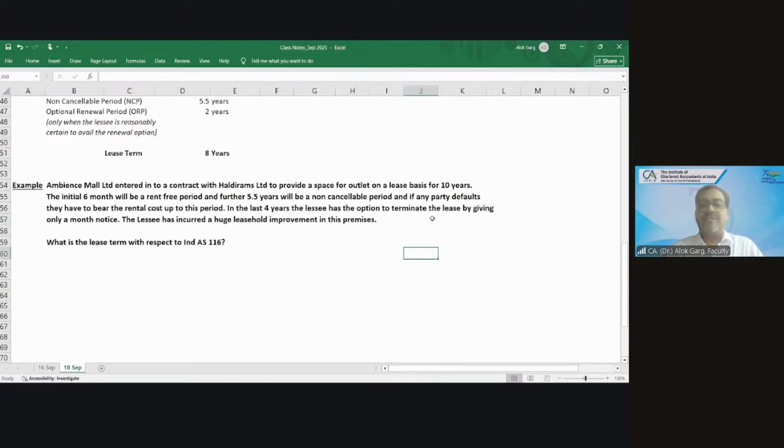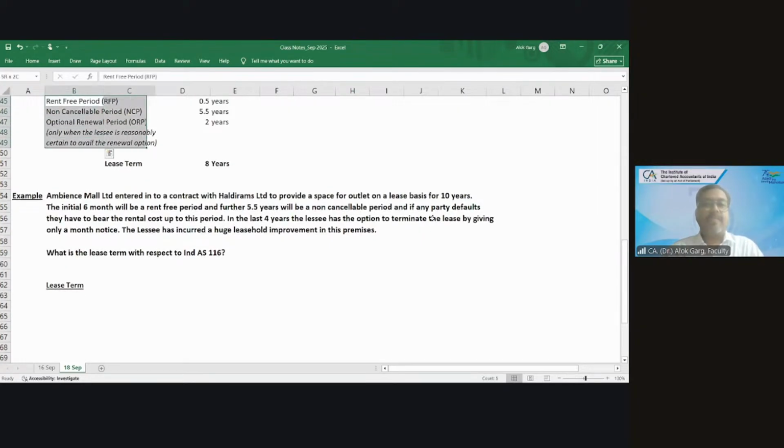What is the lease term with respect to Ind AS 116? 10 years, because he has done a lot of improvement on the leasehold. Definitely, he will not exercise the termination option. So what is my lease term? My lease term is non-cancelable period plus rent-free period plus optional renewal period plus optional termination period, right? These three.